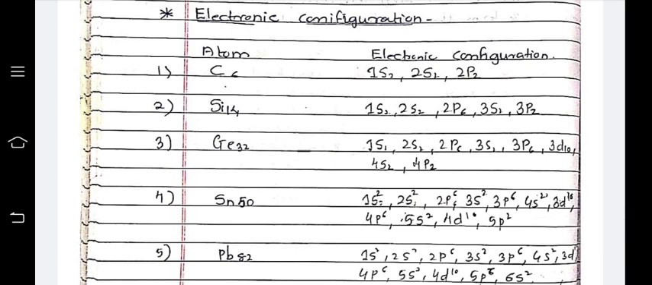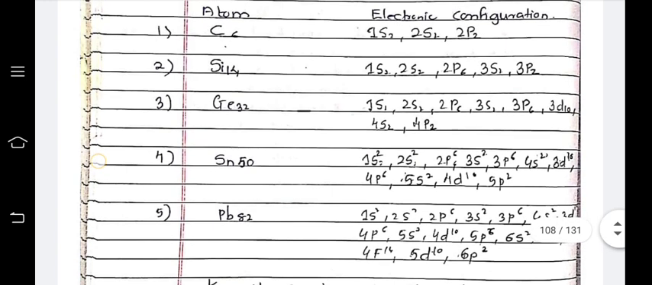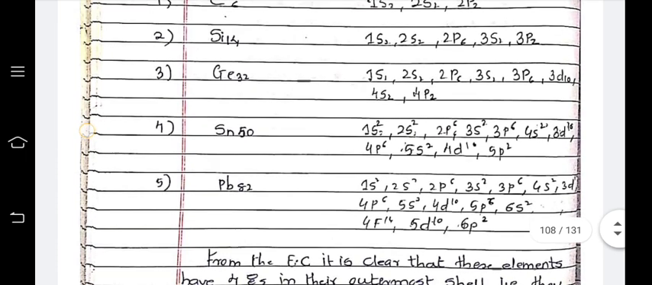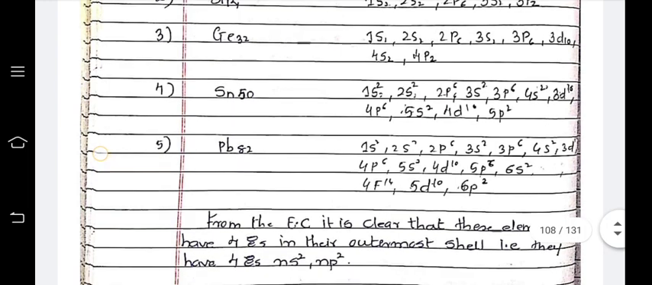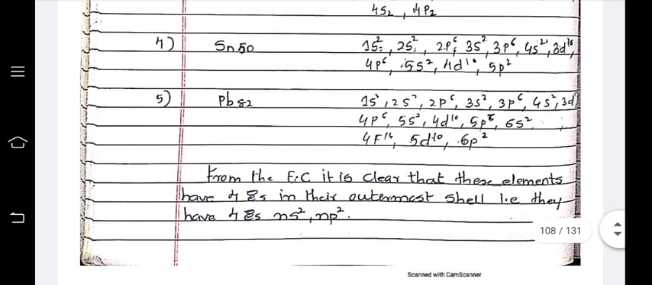Electronic configurations: the carbon atom, C6, has electronic configuration 1s2, 2s2, 2p2. Silicon's electronic configuration is 1s2, 2s2, 2p6, 3s2, 3p2. Germanium: 1s2, 2s2, 2p6, 3s2, 3p6, 3d10, 4s2, 4p2.